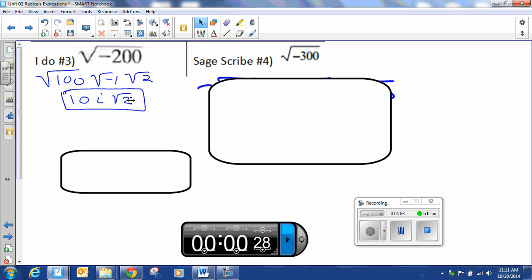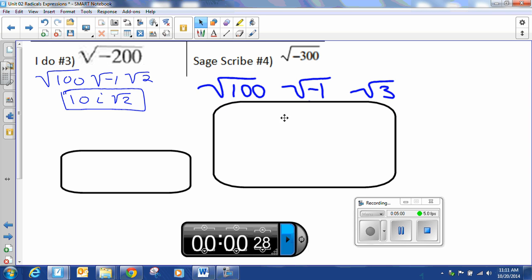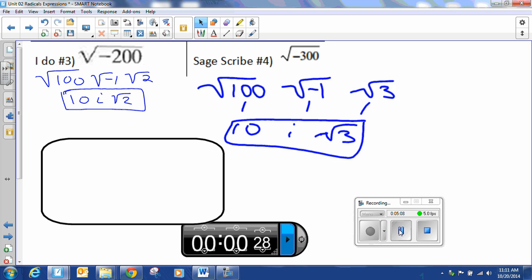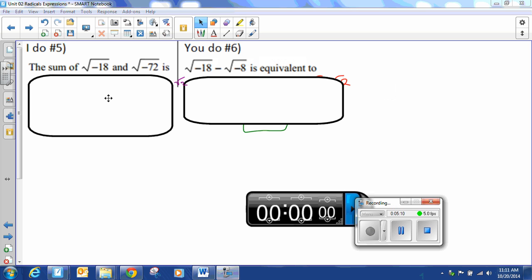Similarly, radical -300 breaks down to radical 100 times radical negative 1 times radical 3, so the result is 10i radical 3. Number 5 and 6, here we're going to add, we're going to subtract. So the previous examples we were just simplifying, now we're going to add and subtract.